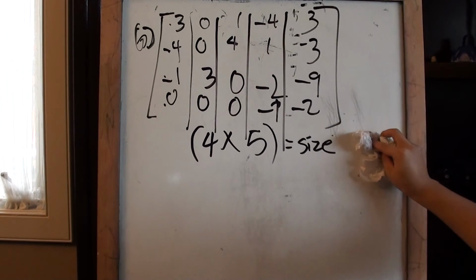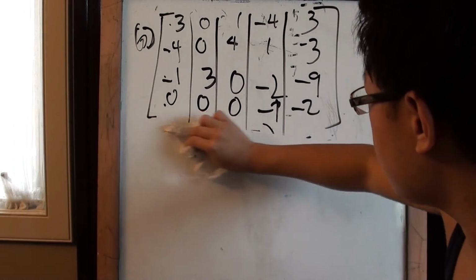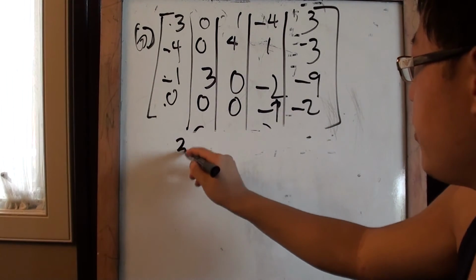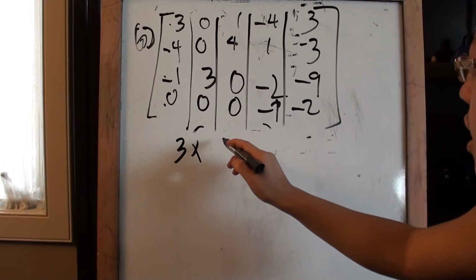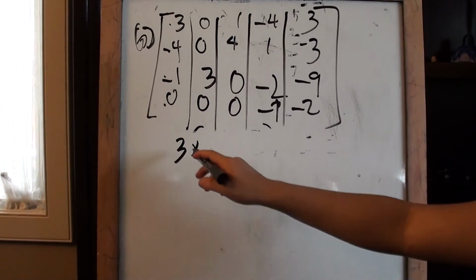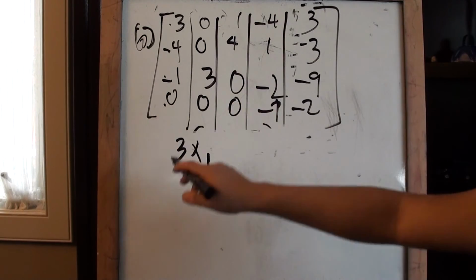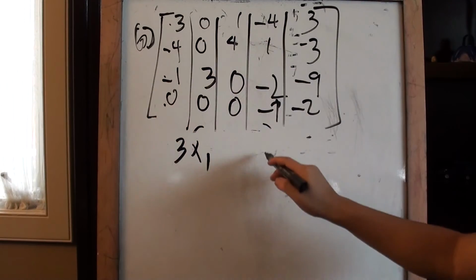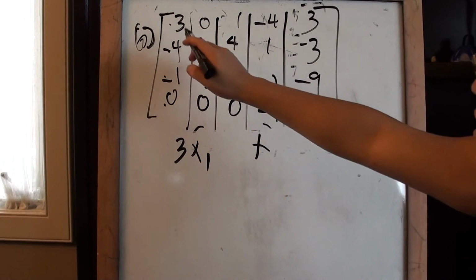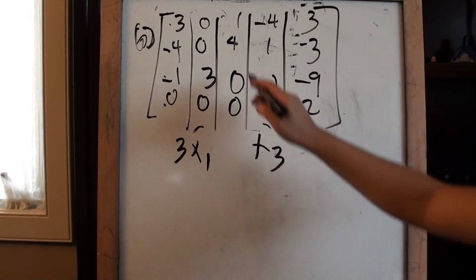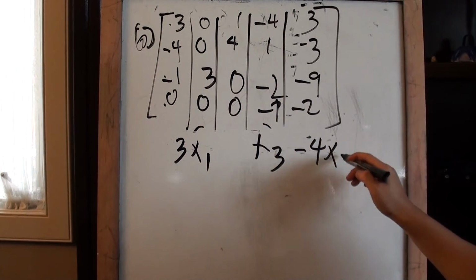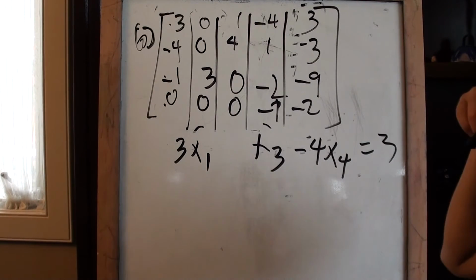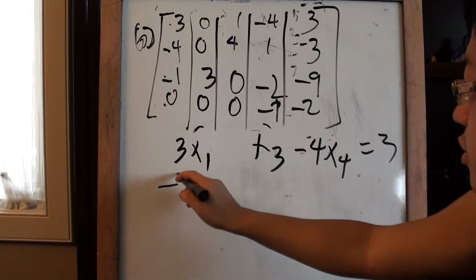So, should I erase this? Yeah, let's do that. This looks like a long equation. So, alright, let's get into it right away. 3x, 0. Yeah, x1. We said we're going to use x1, x2, x3, and so on, right? So 3x, 0, nothing, so I'm just going to skip it. X, so that's 1. What column is it? 1, 2, 3. That's going to be 3. Minus 4x4 equals 3. Right? So that's all there is. Let's go to the next one.